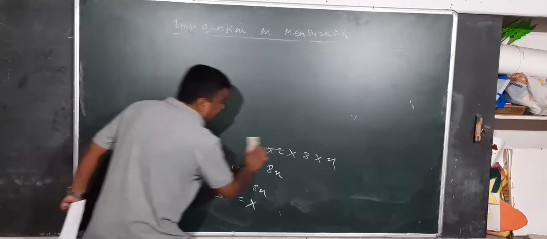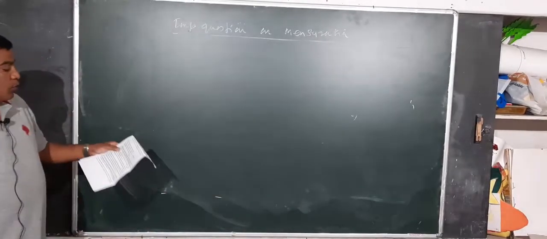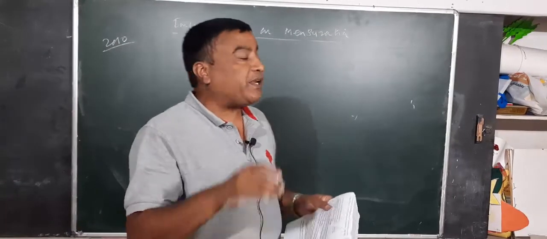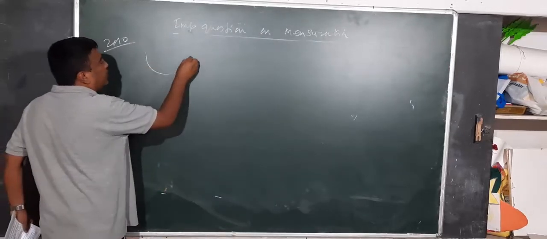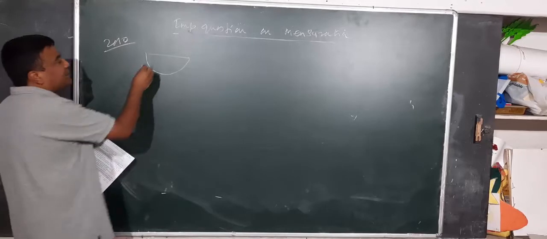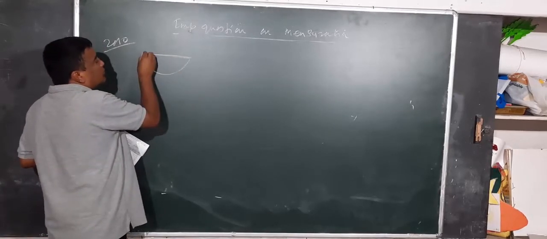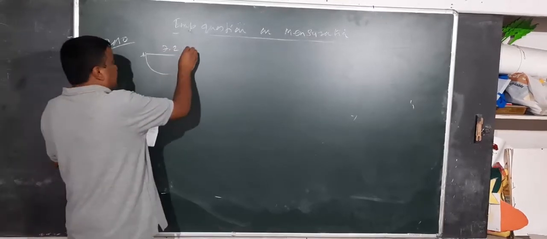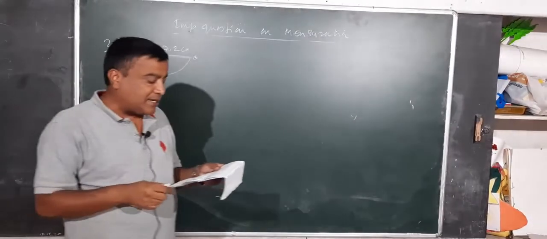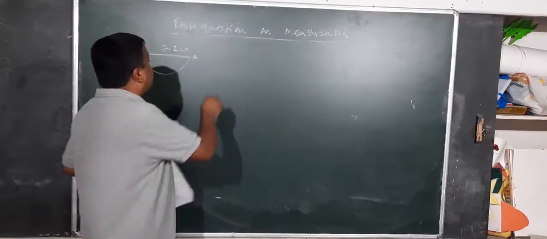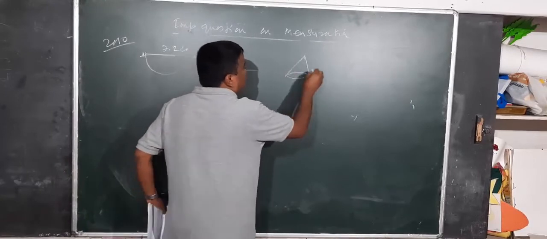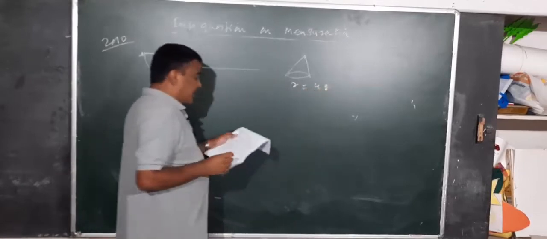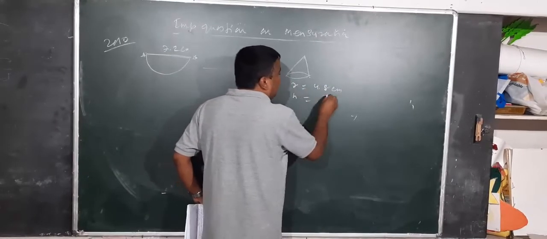ICSE 2010. Always remember both the volumes will be equal. That's all. 2010. A hemispherical bowl means hemisphere. A hemispherical bowl of diameter. Diameter means full. Suppose this is AB's diameter, whose value is 7.2 centimeter, is filled completely with chocolate sauce, and this sauce is poured into an inverted cone. Again, inverted cone and cone is same. Inverted cone whose radius is 4.8 centimeter. You have to find out the height of the cone.